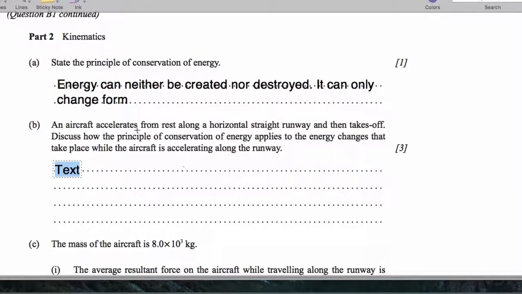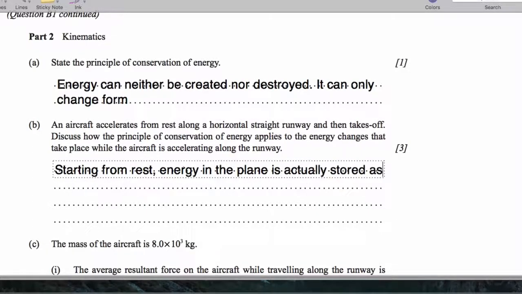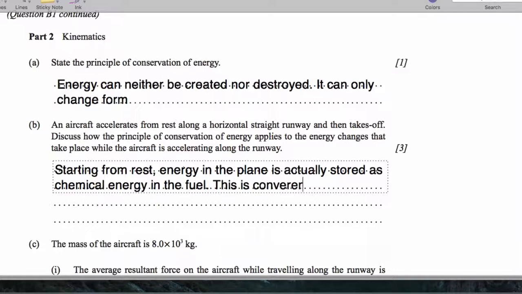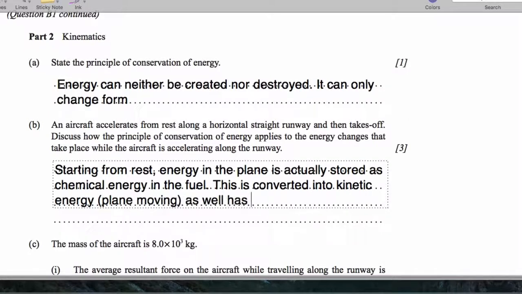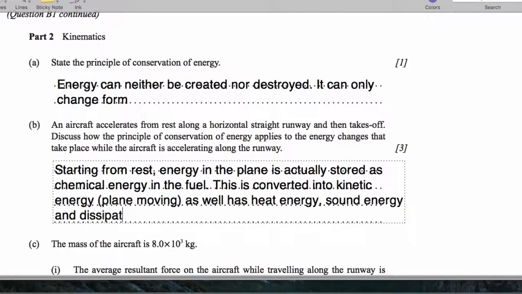Now for part B. I saw a lot of people writing about forces. Let's be really clear. This principle needs to be explicitly used for part B when they say use the principle of conservation of energy. So I'm going to be very careful about that here. Starting from rest, the energy in the plane is actually stored as chemical energy in the fuel. This is converted into kinetic energy, the plane moving, as well as heat energy, sound energy, and energy dissipated into the ground. So again, only talk about energy, don't mention forces.